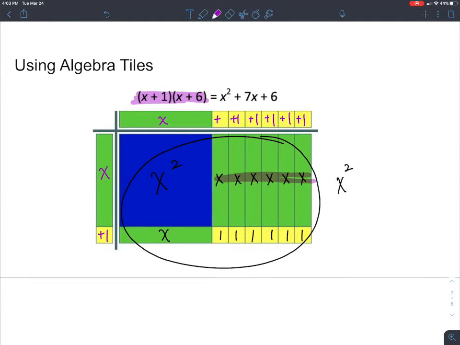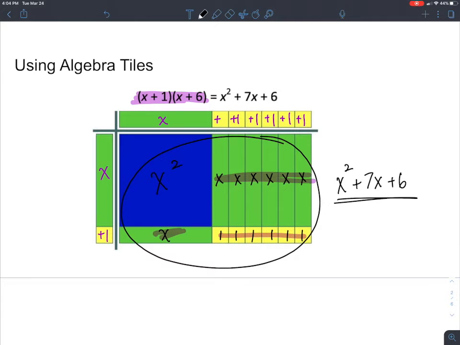Now we have all of these alike terms. These are all x. How many are there? There are 7. So we have 7x. And then like terms, all of these 1s, and there are 6. So we get x squared plus 7x plus 6 as the product.